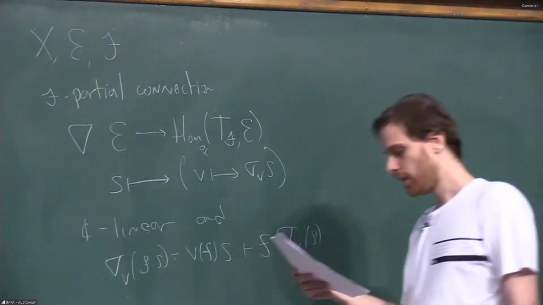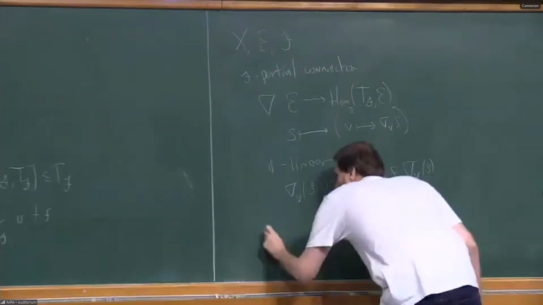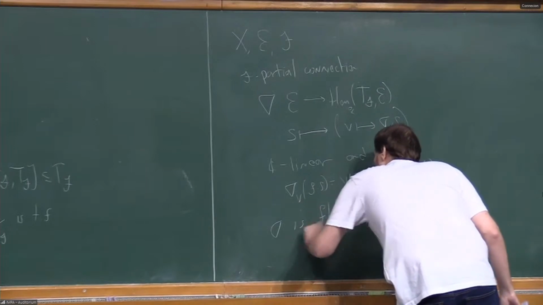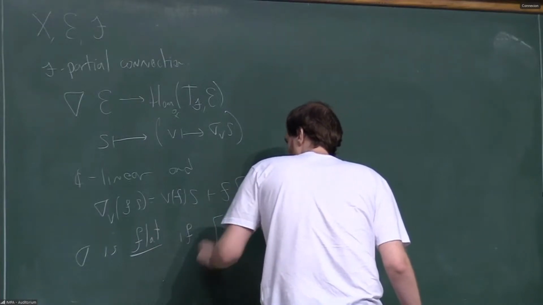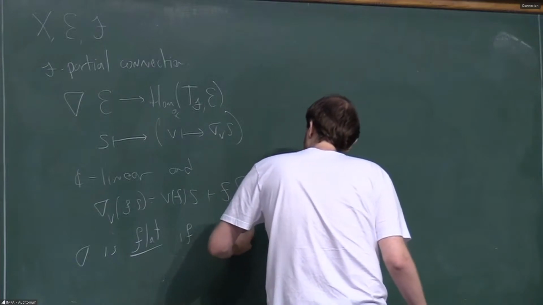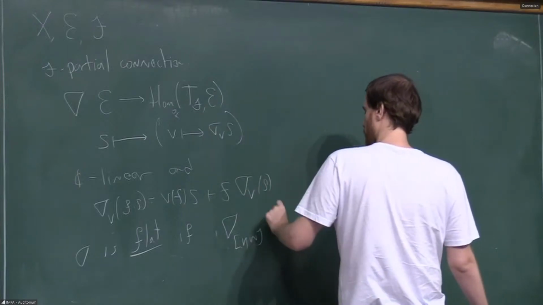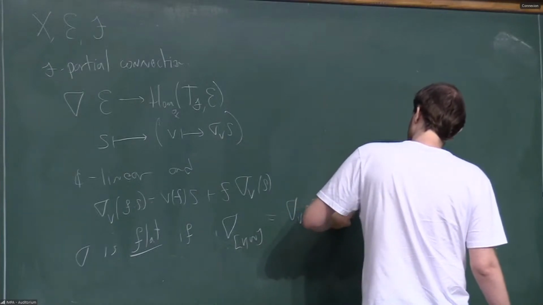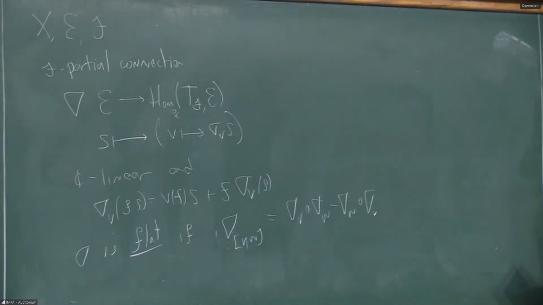One more concept that I will give here is the concept of a flat partial connection. So nabla is flat if nabla of the Lie bracket of two vectors tangent to the foliation is the Lie bracket of the nablas. So these are flat partial connections.